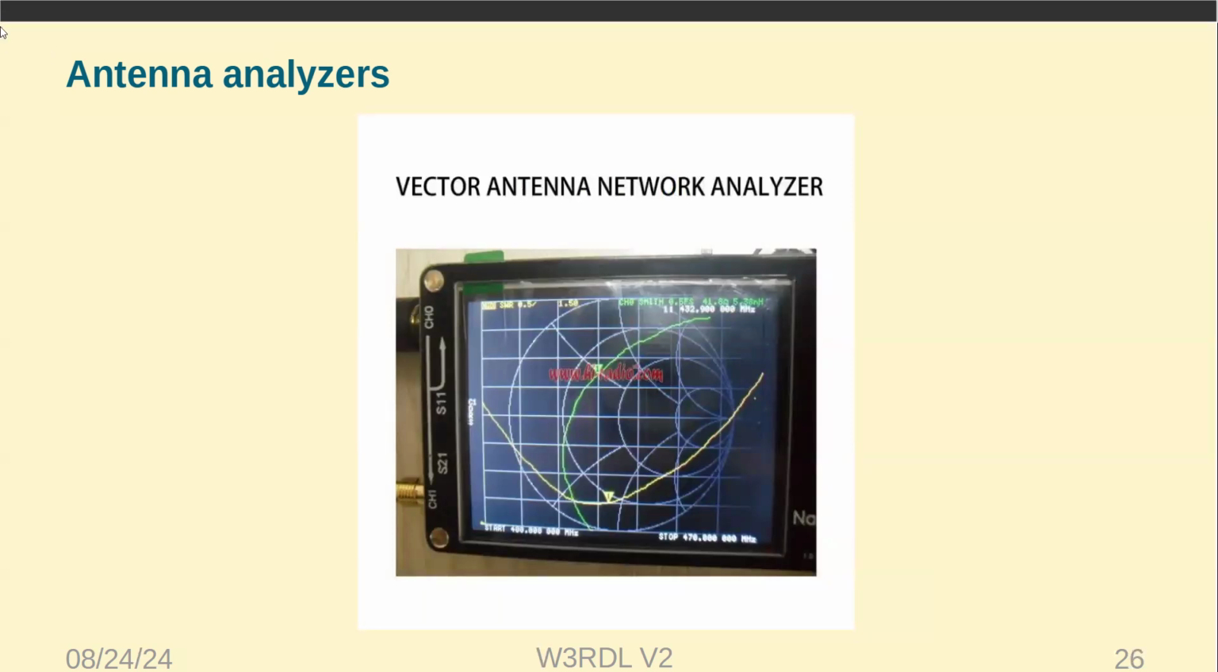And this is a picture of one of the nano VNAs. There are several variations of it. Like most things, the people that first came out with it, then it got copied. So there's a bunch of different versions that aren't necessarily compatible with one another.